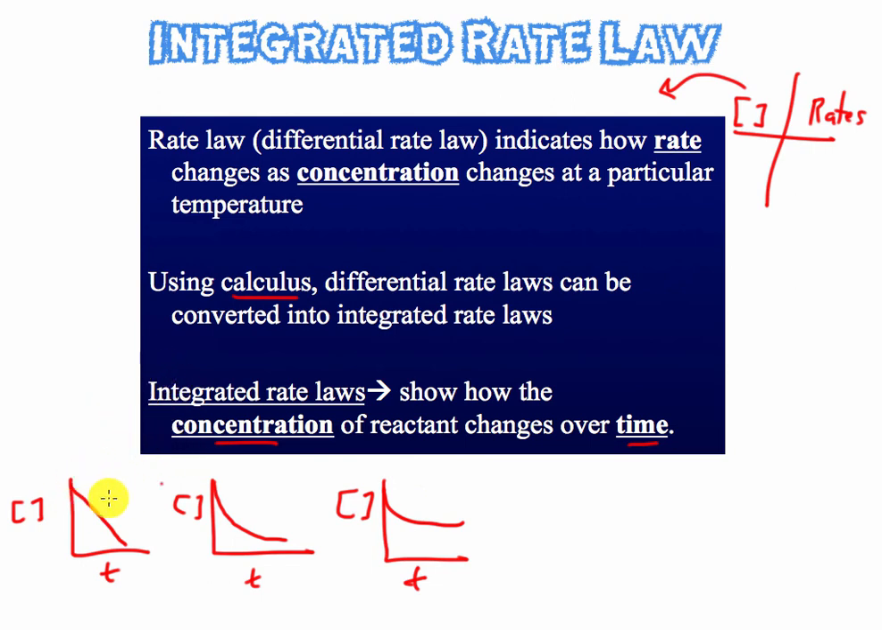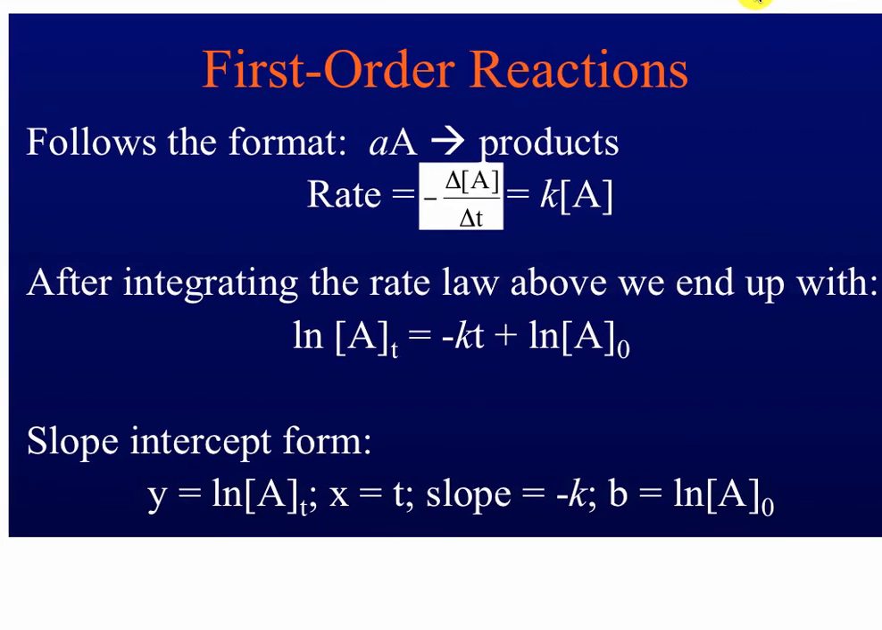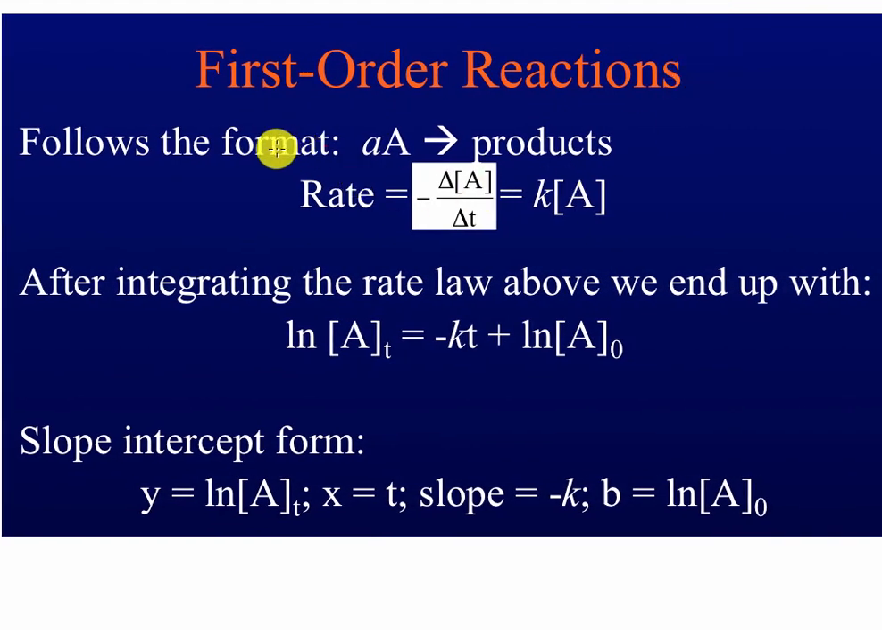All right, so we're going to take these and integrate. I'm going to show you each one: zero order, first order, and second order reactions. So let's take a look at our first one, which is the first order reaction. For first order reactions, we've got essentially substance A converting into products. We're just looking at a generic reaction here.